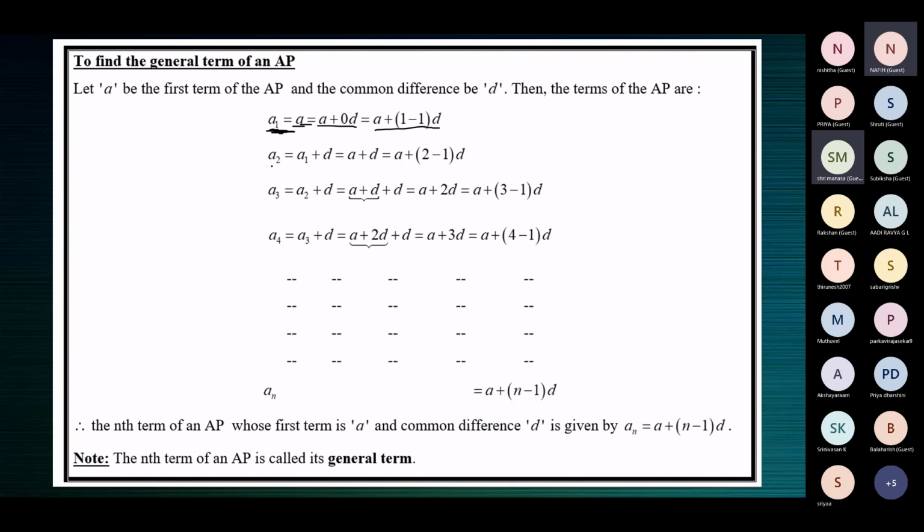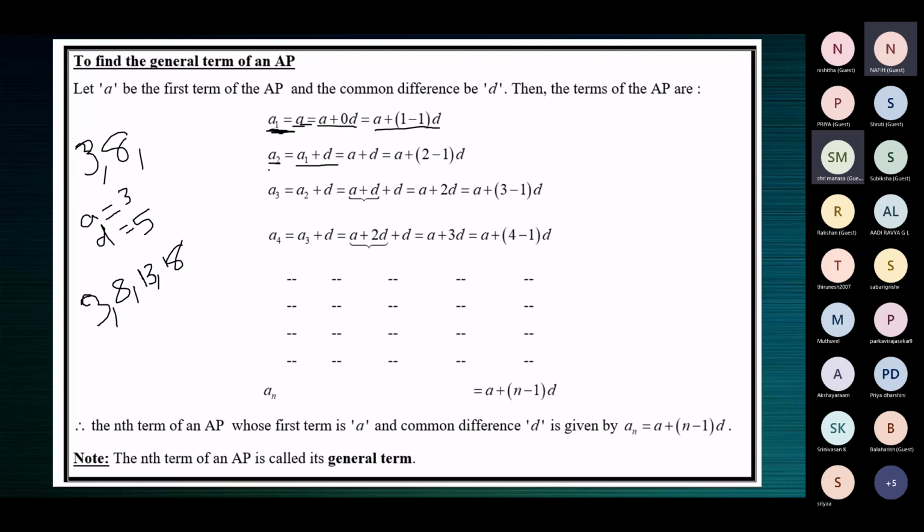Now let's see the second term. What is the second term? The first term plus the common difference. I just told you now. When you know the first term is 3 and the common difference is 5, 3 plus 5 is 8. Whatever is the first term plus the common difference will give you the second term. We just did that. Supposing A is 3 and the common difference is 5, then the first term is 3, the second term will be 3 plus 5, 8. 8 plus 5, 13. 13 plus 5, 18, and so on.